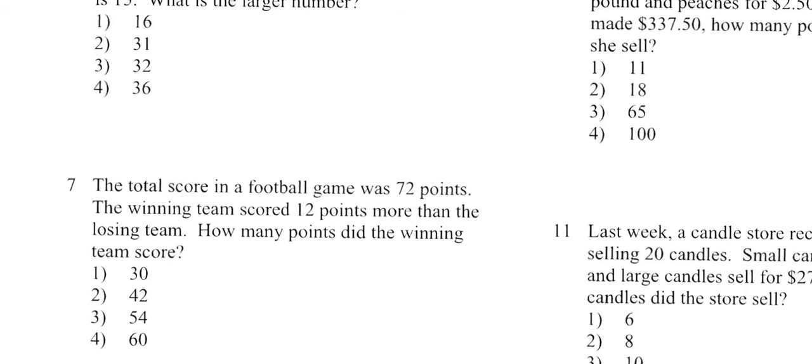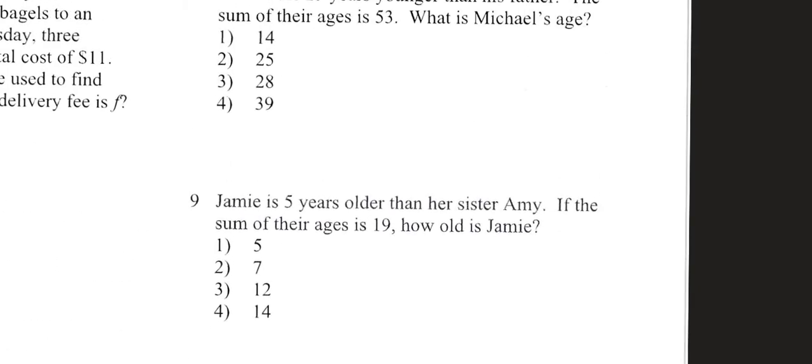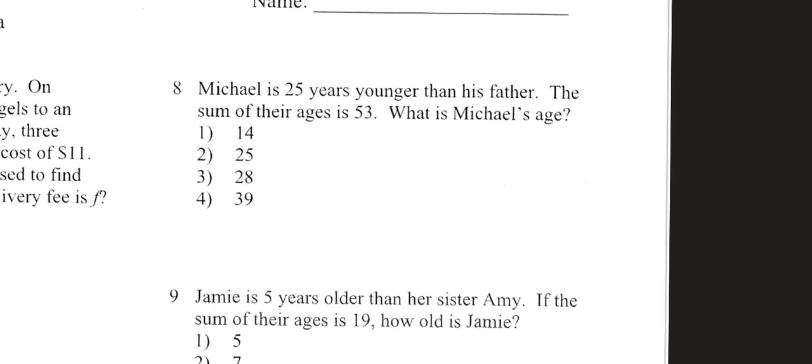If we're looking at something like number 8, this is a question where I would take my highlighter out. It says Michael is 25 years younger than his father. That's comparing Michael's age to his father's age. So I would take my highlighter out and I would say, okay, Michael is 25 years younger than his father. I would then circle his father, and that's what's going to be X. Okay, so X is going to be the father's age.